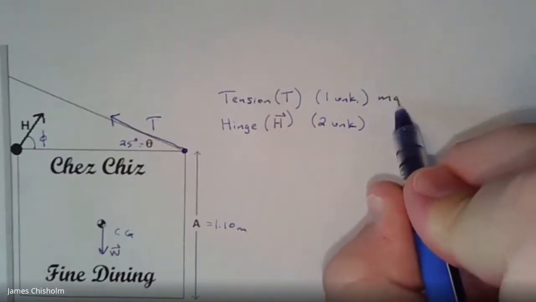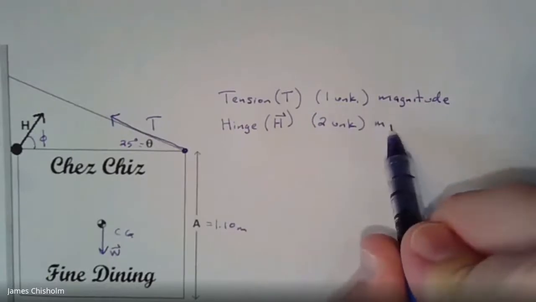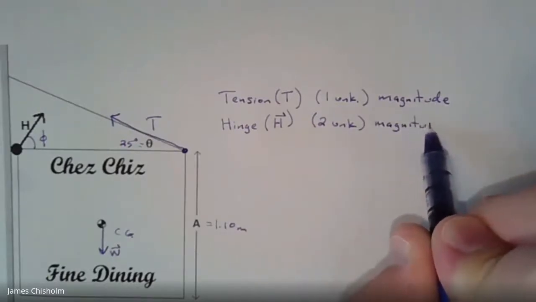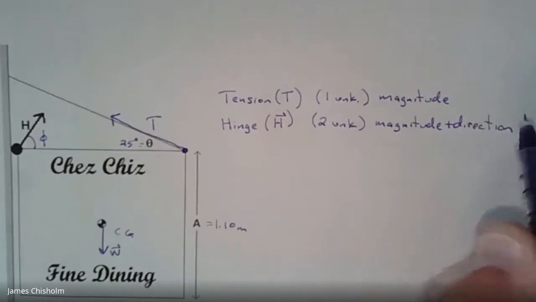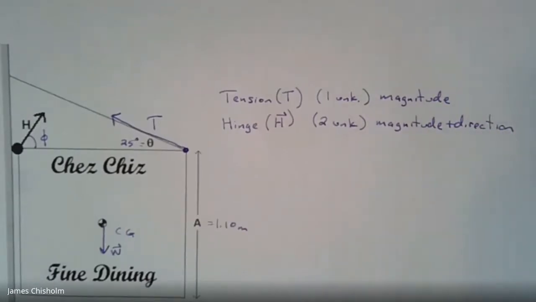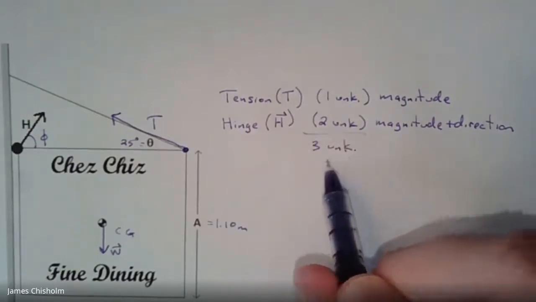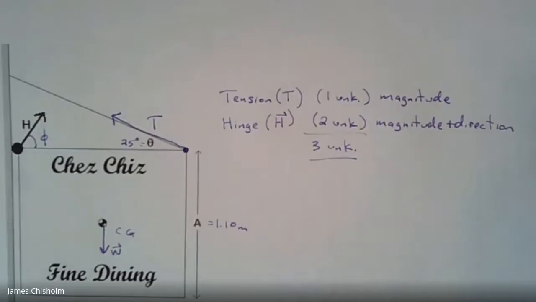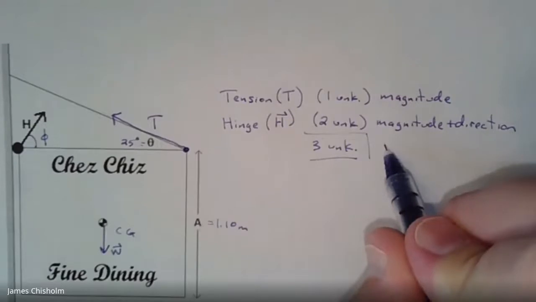So our tension, again, we can get away with just finding the magnitude, but for the hinge, we want to find the magnitude and the direction. So that is going to be 2 unknowns that we have to find. So in total, we have 3 unknown quantities that we're trying to find in this problem. The footnote said it's easiest to find the x and y components, then find magnitude and direction. And those could also serve as our 2 unknown quantities.